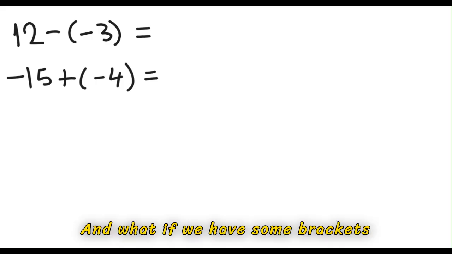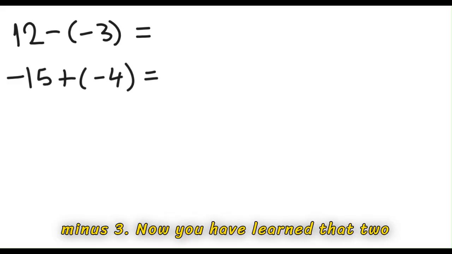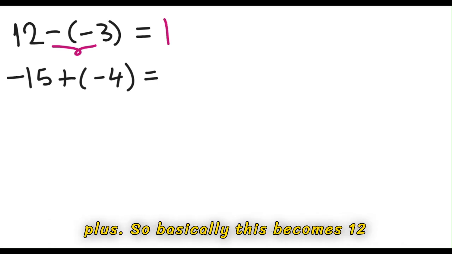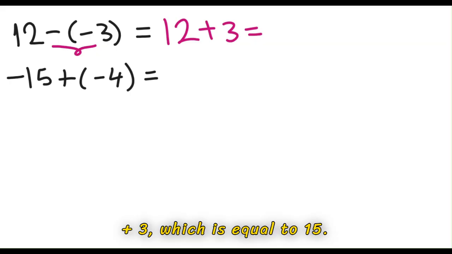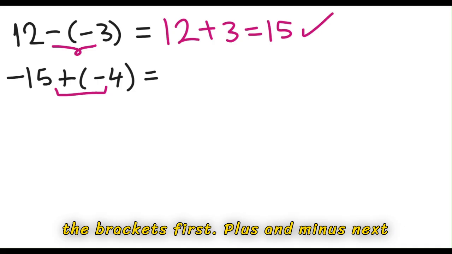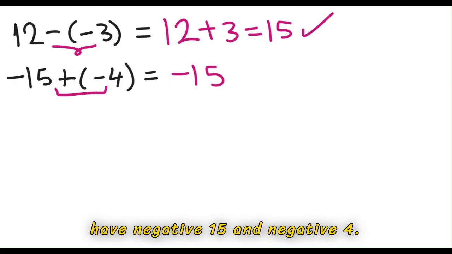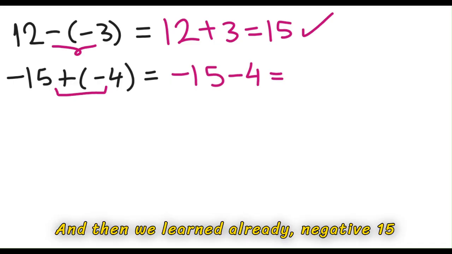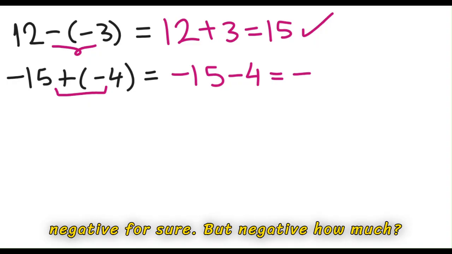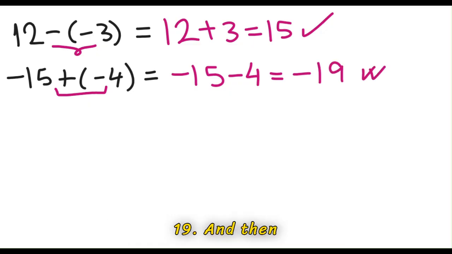And what if we have some brackets involved? 12 minus and minus 3. Now you have learned that two minuses next to each other will make it a plus. So basically this becomes 12 plus 3, which is equal to 15. And then in this case, again, get rid of the brackets first. Plus and minus next to each other will give us a minus. So we have negative 15 and negative 4. And then we learned already, negative 15 and negative 4, the answer will be negative for sure. But negative how much? 15 and 4, it will be negative 19.